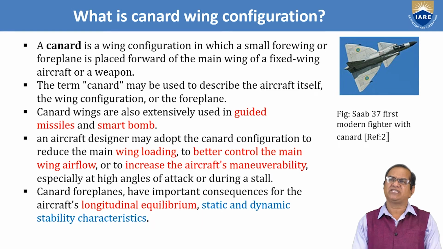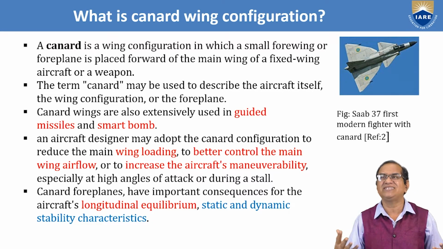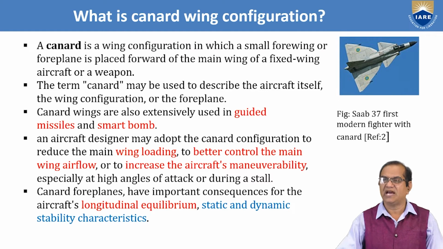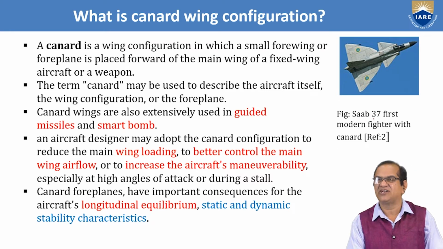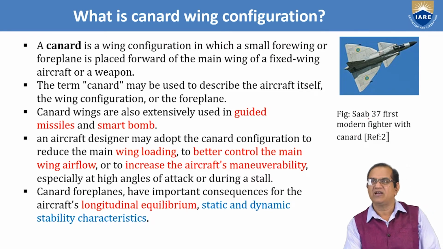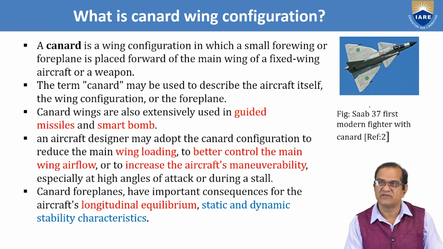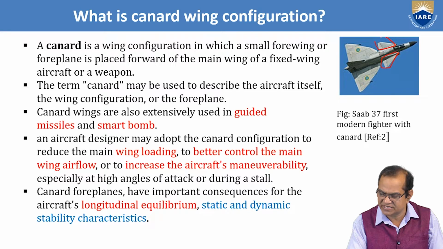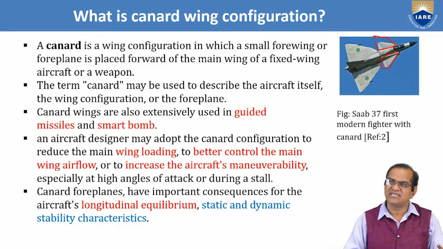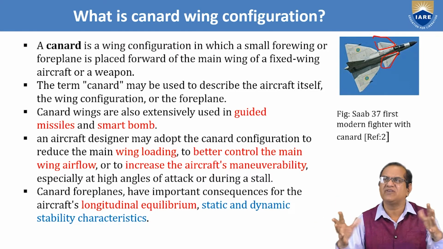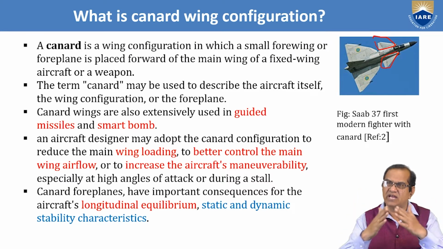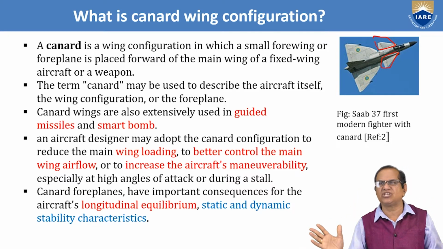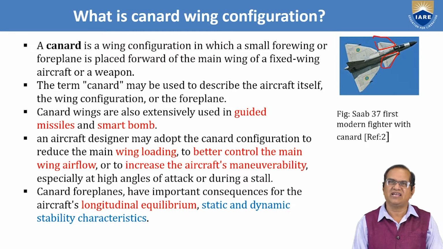Next, very important, nowadays we use the canard. What is the canard wing configuration and what is its utility? Here I have shown a diagram of the Saab 37, the first modern fighter with canard. The Saab Gripen of Sweden used the canard, and this is the canard here. A canard is nothing but a foreplane: before the wing we use a small wing and we avoid the tail. The horizontal tail is avoided. That is called the canard.